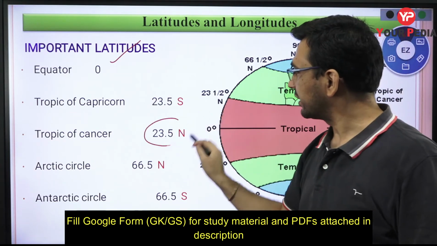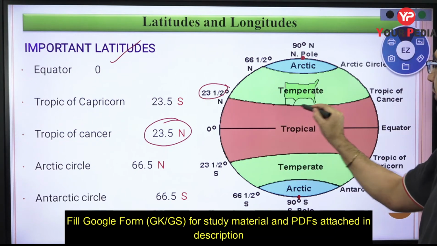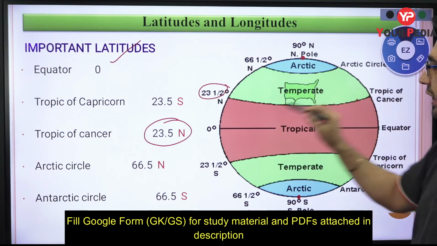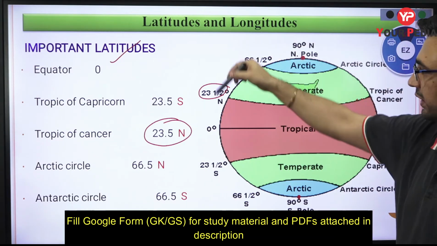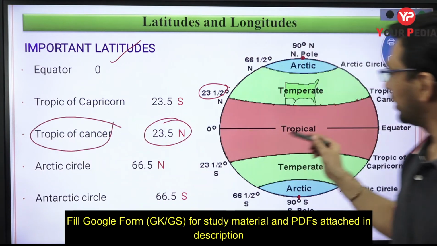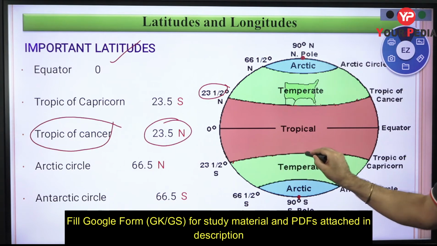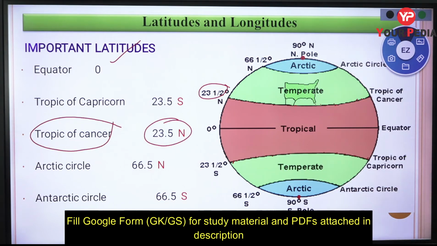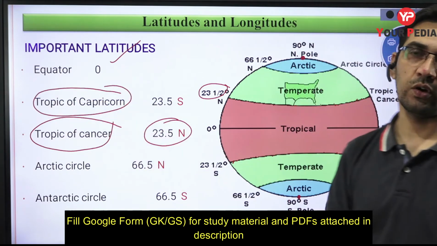Tropic of Cancer, 23.5. If you draw this circle, any point on the surface of the earth at 23.5 degree north, if we join them, the circle that becomes, we call it the Tropic of Cancer. Same way, at 23.5 degrees south, if we join all those latitudinal points, the circle that we are going to have, we call it the Tropic of Capricorn, right?